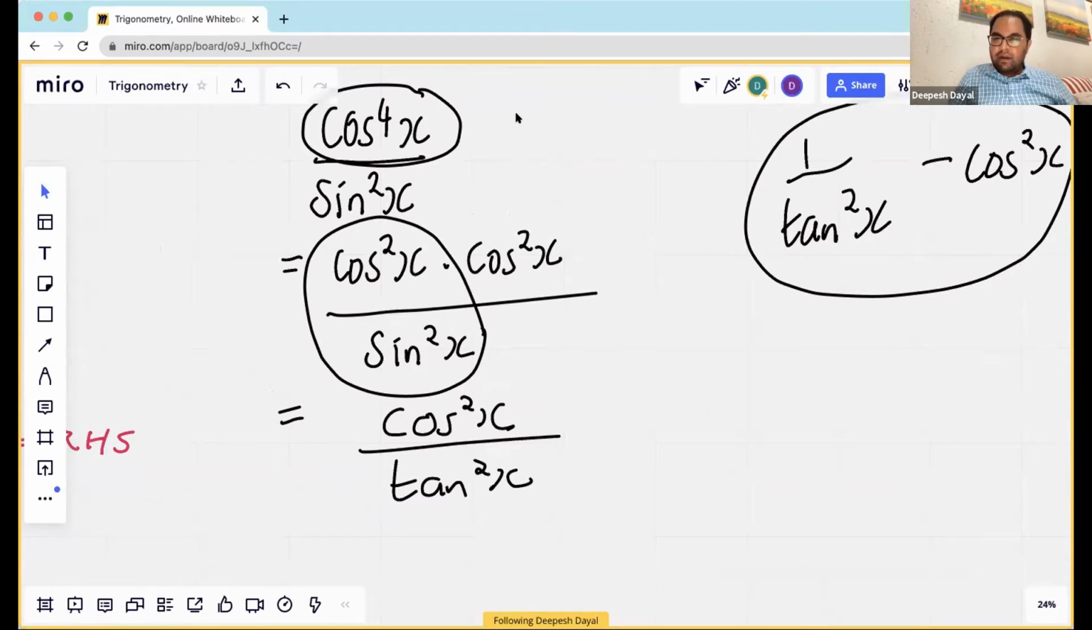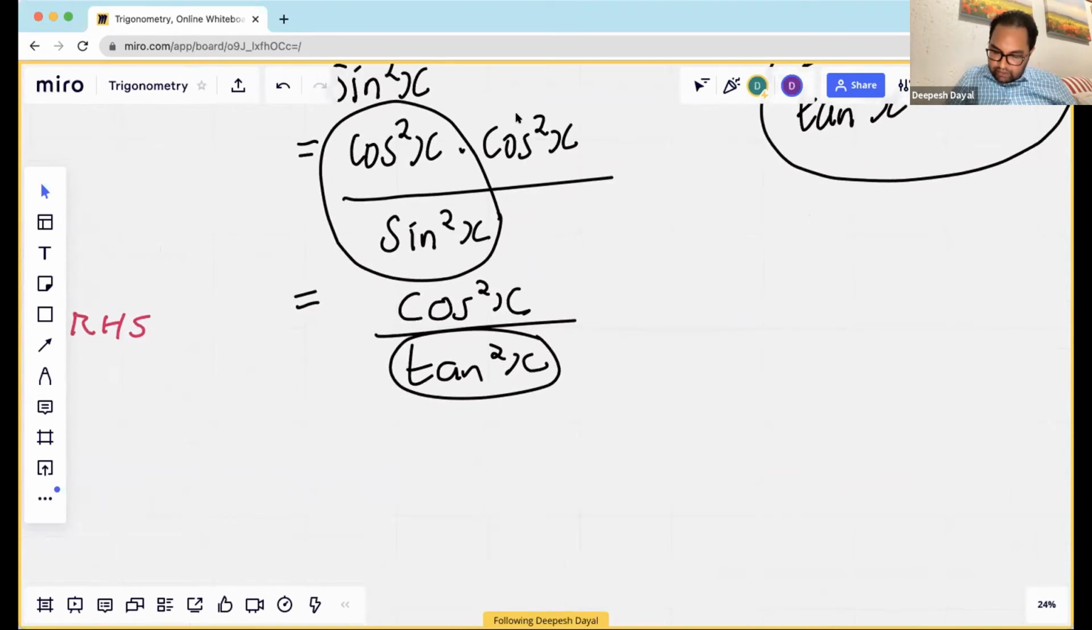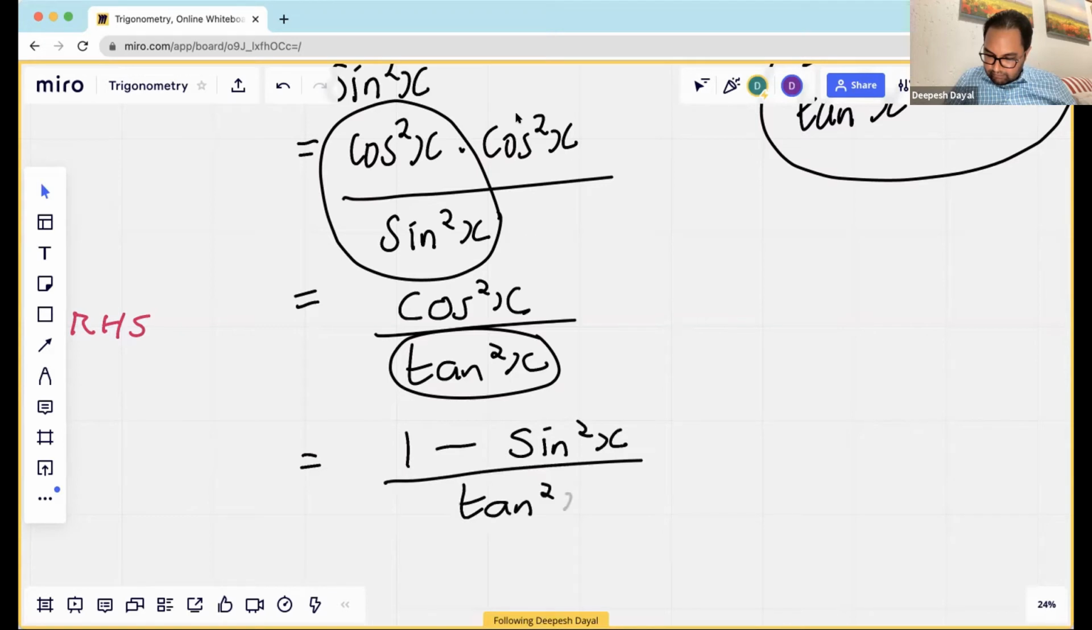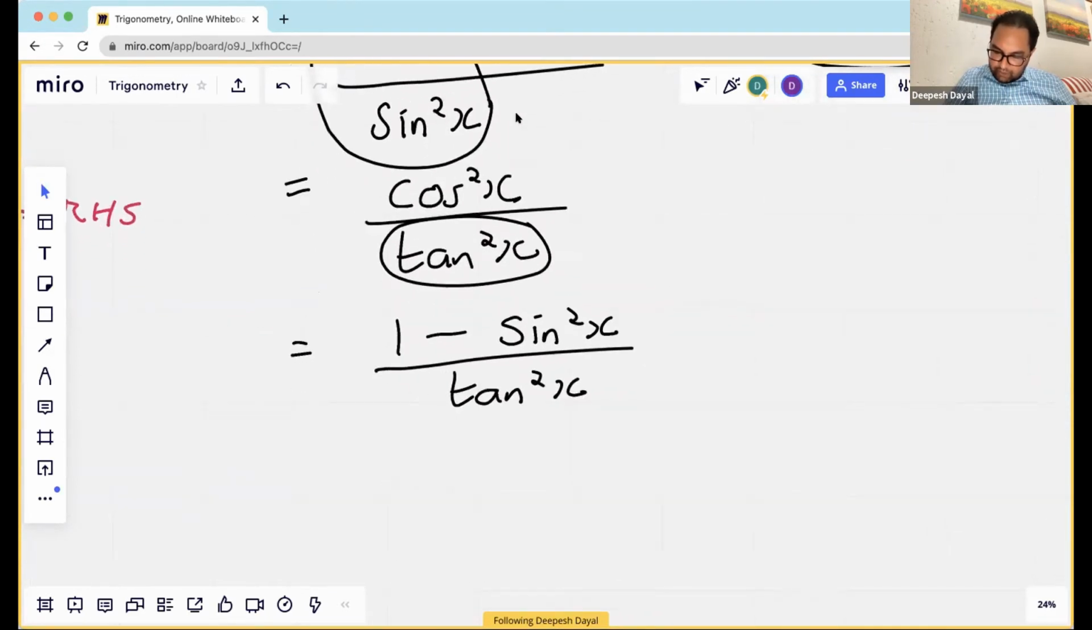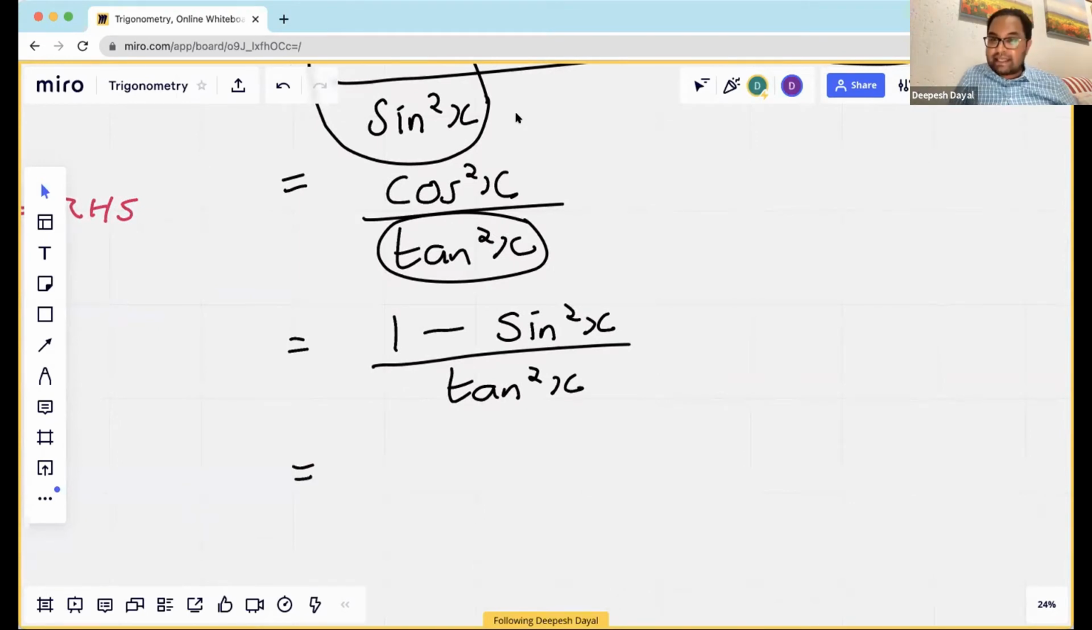Right. Can you repeat what you said? Oh, I'm saying that cos squared x over sine squared x becomes 1 over tan squared x. So the tan squared x goes to the bottom here. Okay. Then what we can do, we can convert this cos squared x to 1 minus sine squared x over tan squared x. And then what we do is we split this up as fractions. So we're going to split it up here, and we're going to split it up here.